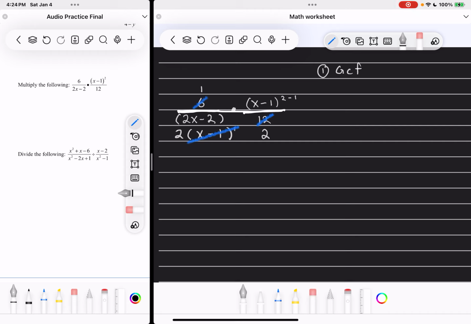If we look at what's left over, we have our numerator, which is simply x minus 1 to the first power, which is just x minus 1. And then in our denominator, we have 2 times 2, which is 4. So we end up with x minus 1 over 4, and we're done.